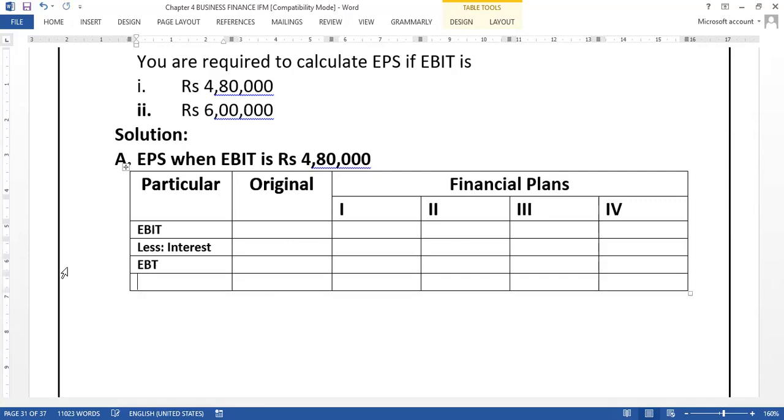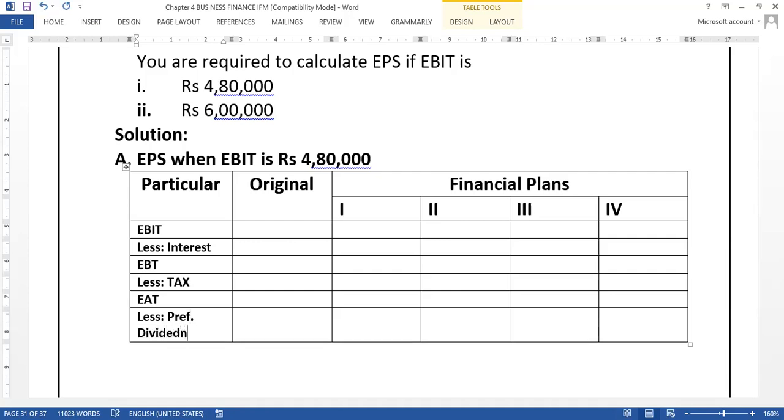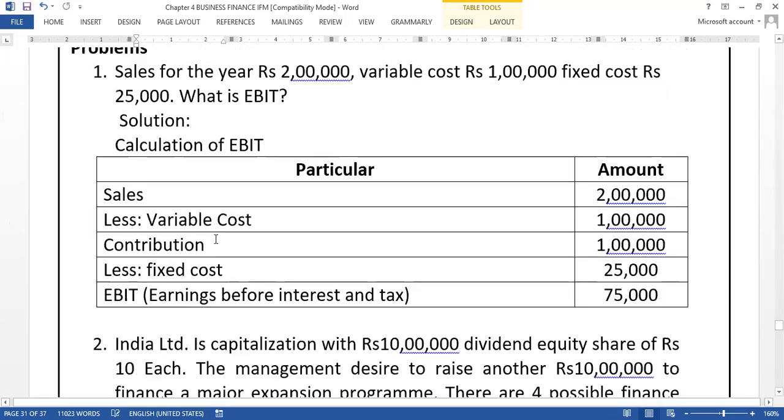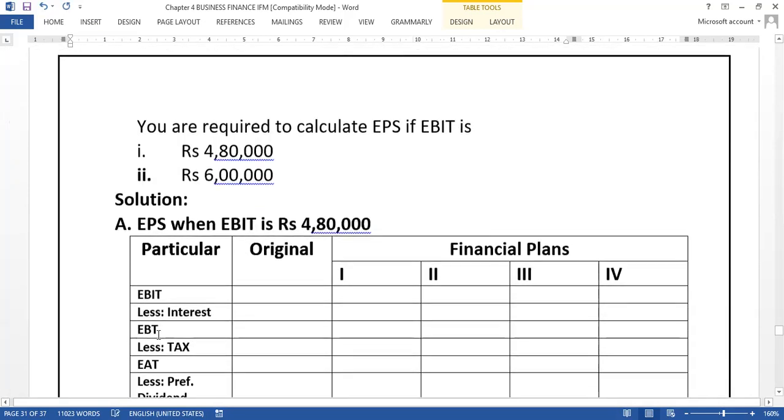EBT. Okay. Again, if you minus tax, as per the question, and after the tax we get EAT, earning after tax. Now as per the format, we have to less preference dividend. Then we will be getting EASH, that means this part: profit earning available to equity shareholders.